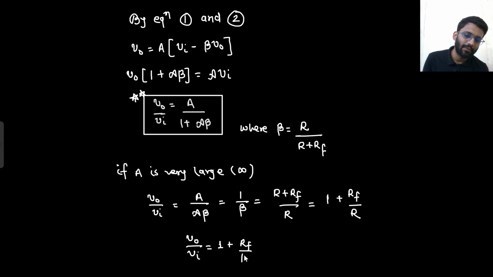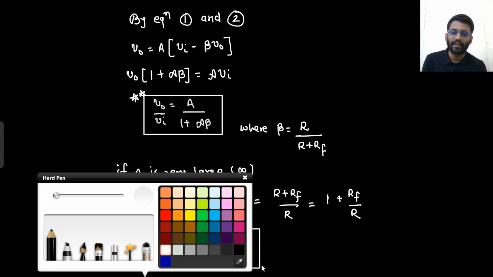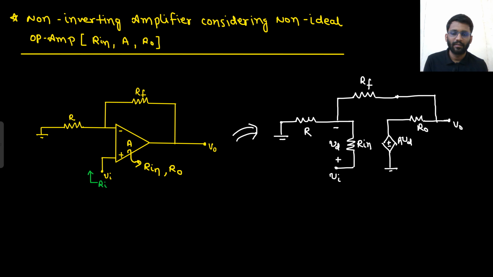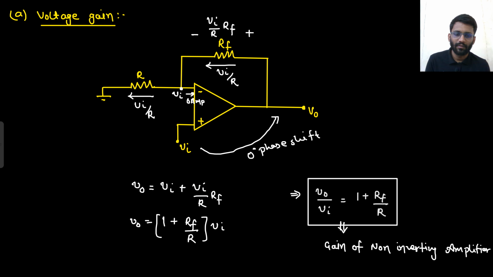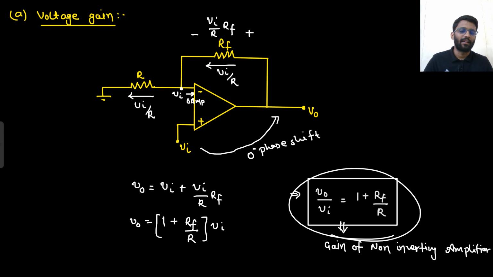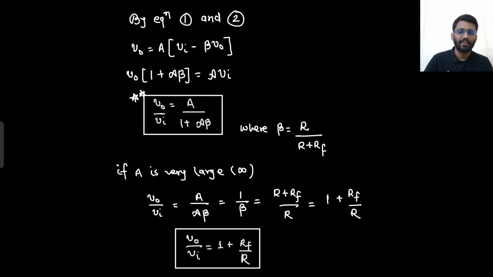Did you find the same expression for A equals infinity? What was the voltage gain when A was infinity? 1 plus RF by R. Are we finding the same expression? Yes, we have found the same expression, 1 plus RF by R. Say yes or no. Crystal clear? Everything is crystal clear? So this is the voltage gain. This is just to check. Okay, so this was the first thing.